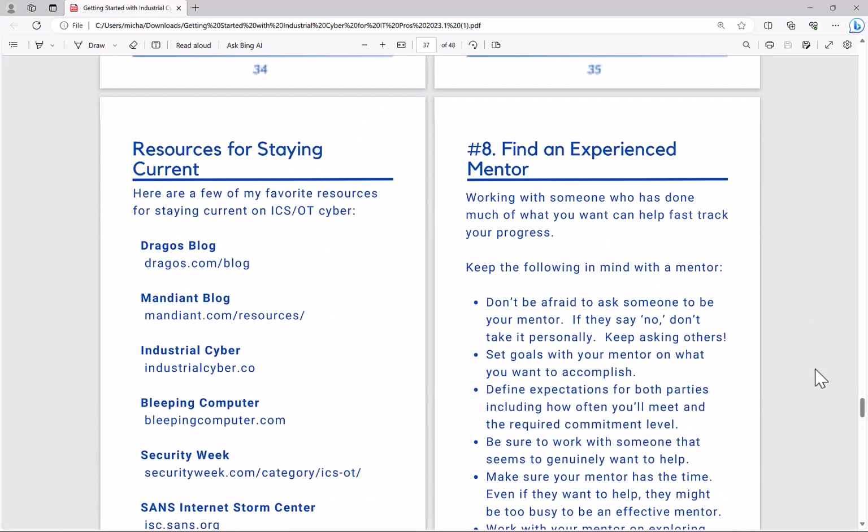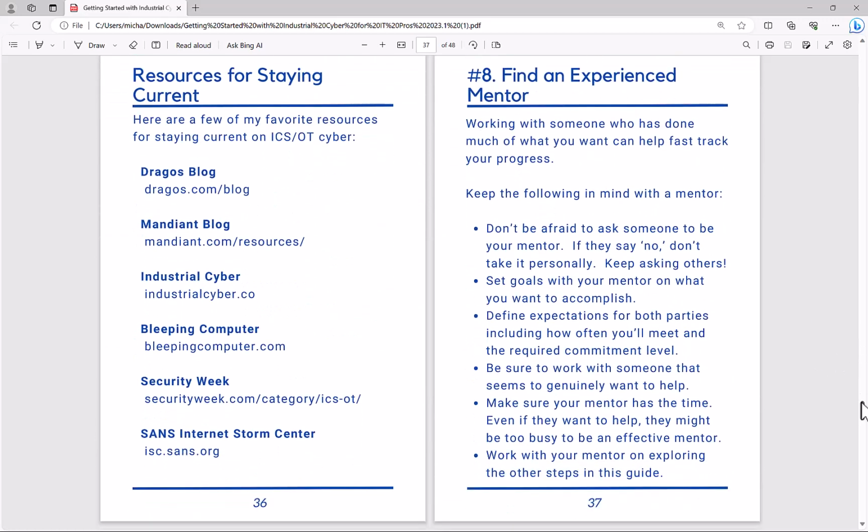So there's a couple of resources that I use. These are the ones that I mainly look to for ICS OT. So you can see the Dragos blog, Mandiant blog, Industrial Cyber is a great news site. I mentioned that, mostly run by Anna that I mentioned earlier on the earlier list. Bleeping Computer covers both IT, mostly IT, but also some OT.